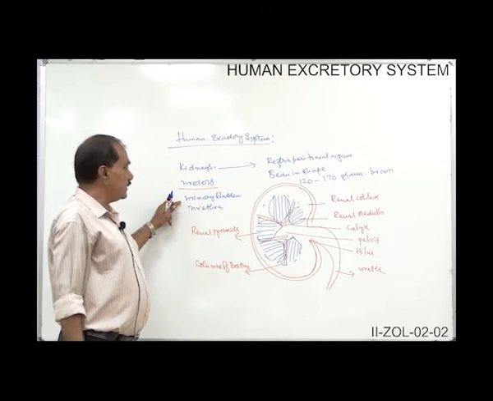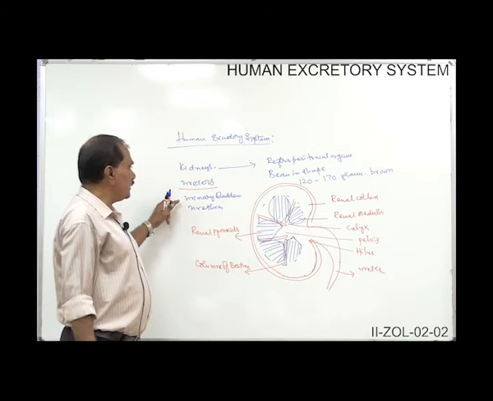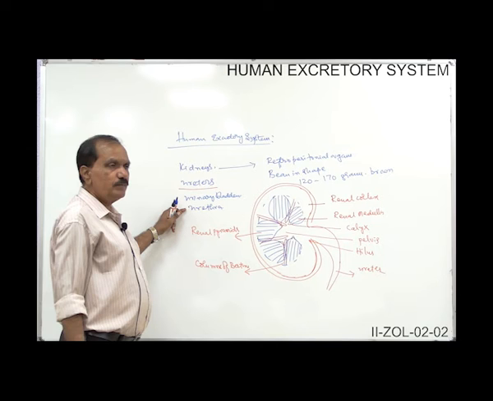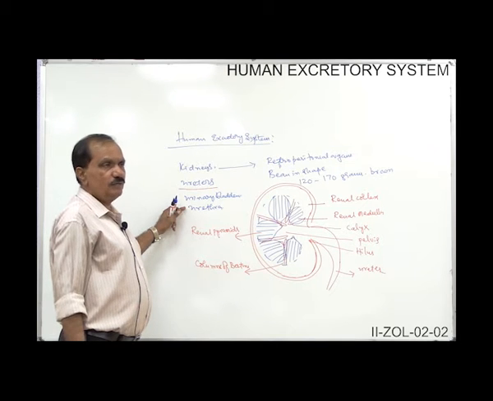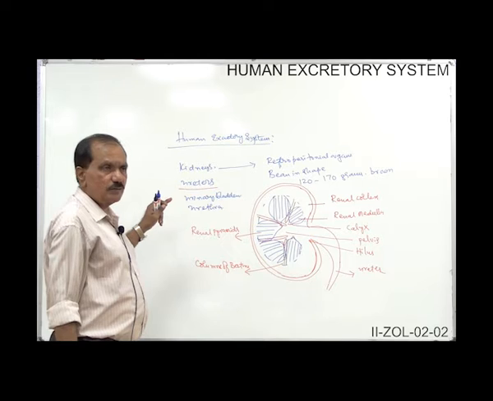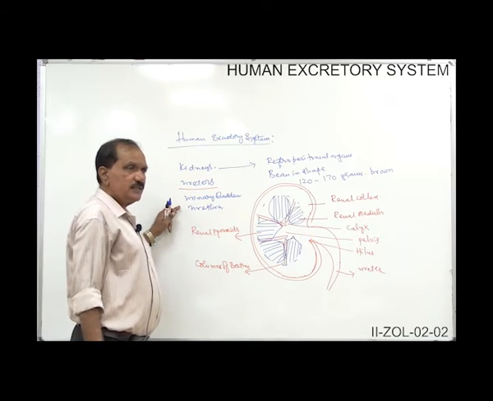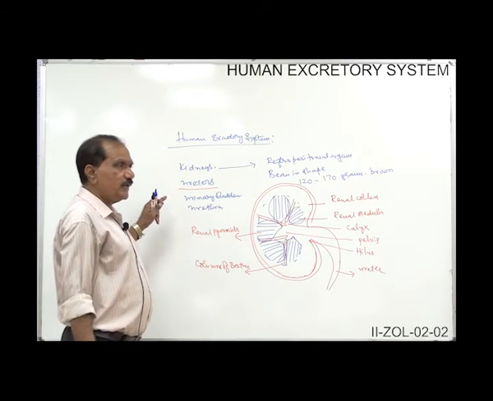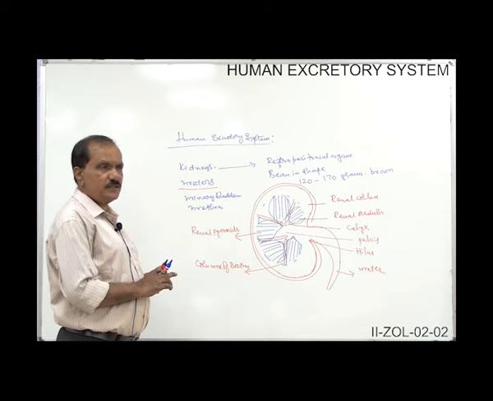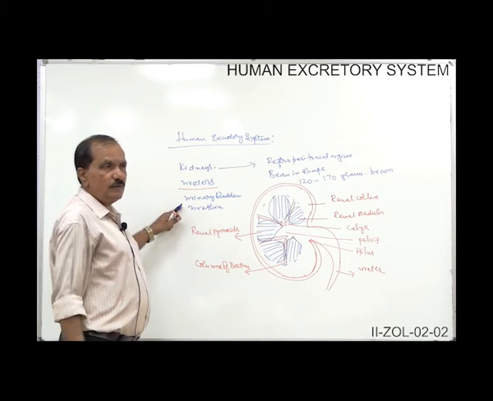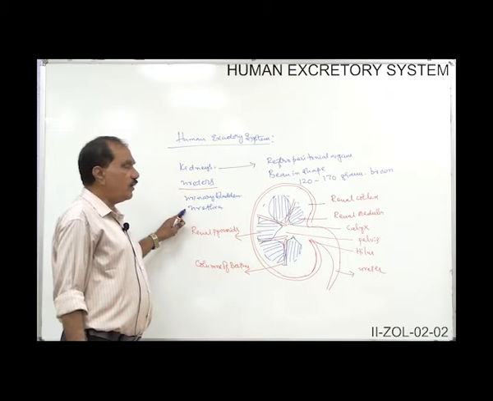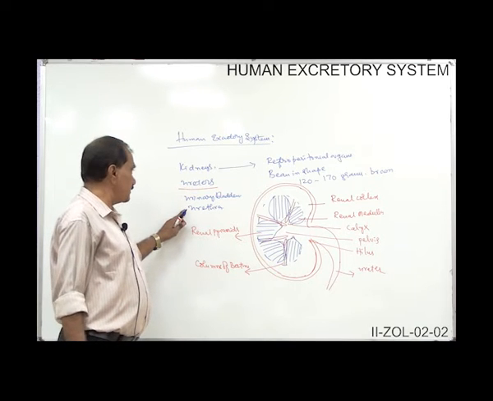And the urinary bladder will enter into the penis in the form of the urethra, and it will open out with the urinogenital pore, where it has valves, that is the external urethral wall and the internal urethral wall. The internal urethral wall is made up of smooth muscles, whereas the external urethral wall is made up of skeletal muscles.